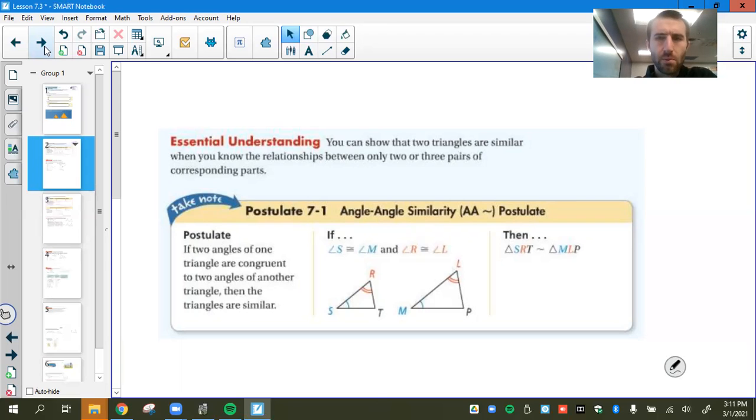Okay, you might be asking, well, why not just use that third angle? Well, the third angle, right, it's just supplementary to the other two, so it's always going to be the same. So that's why you'll really only need two of the angles to find that.